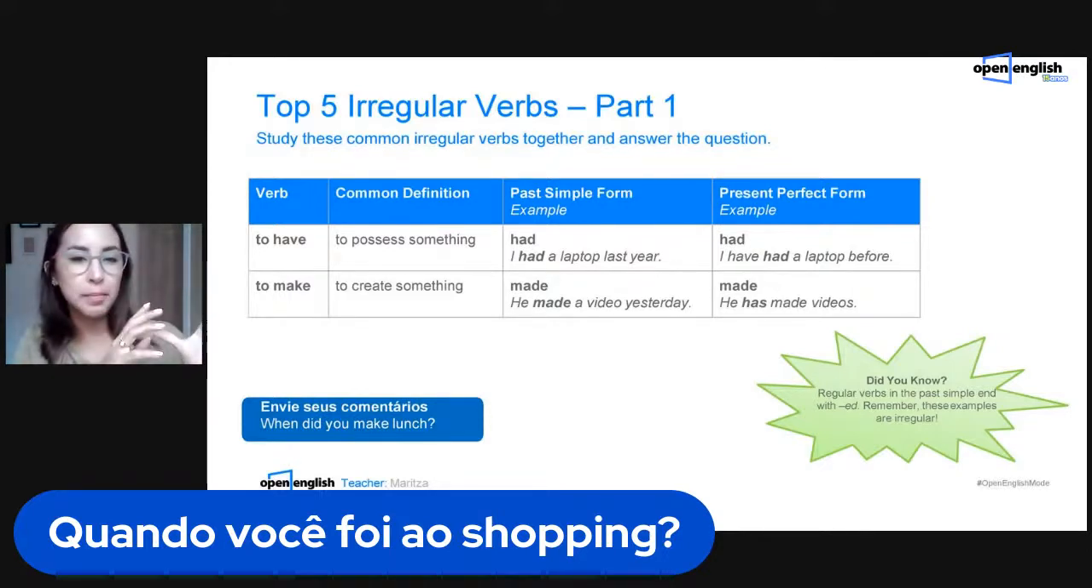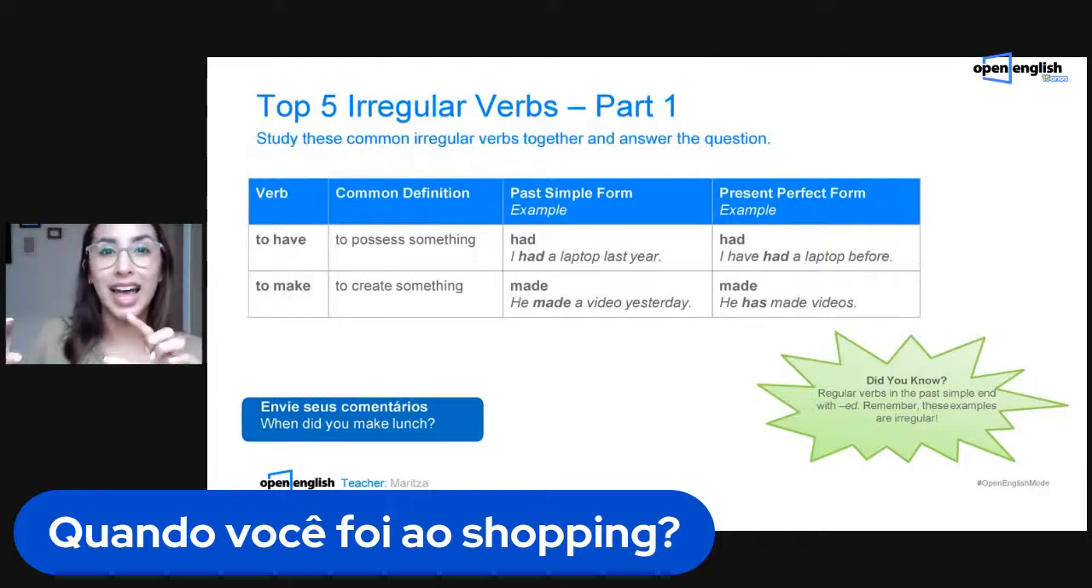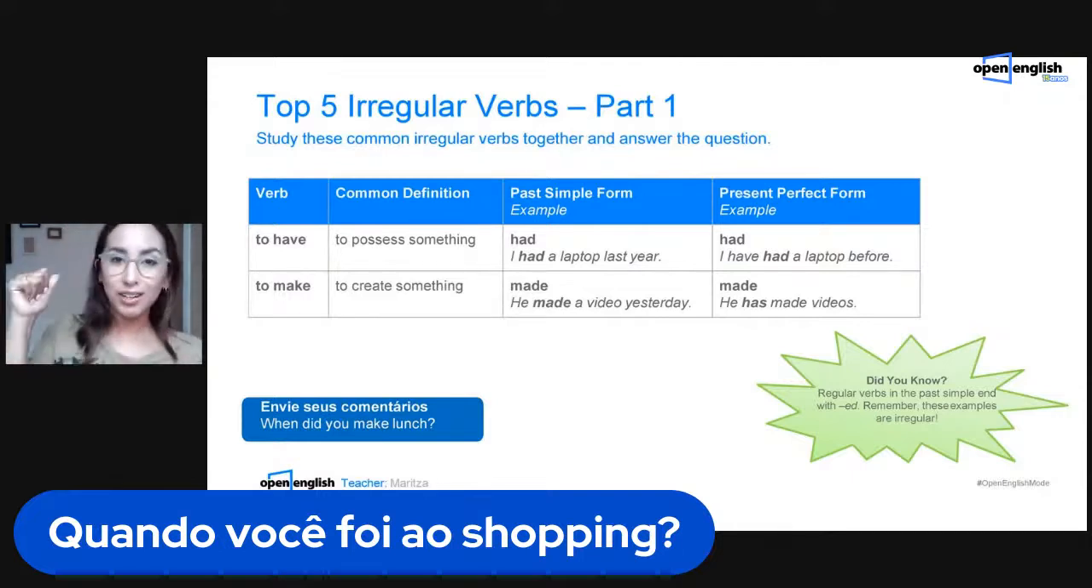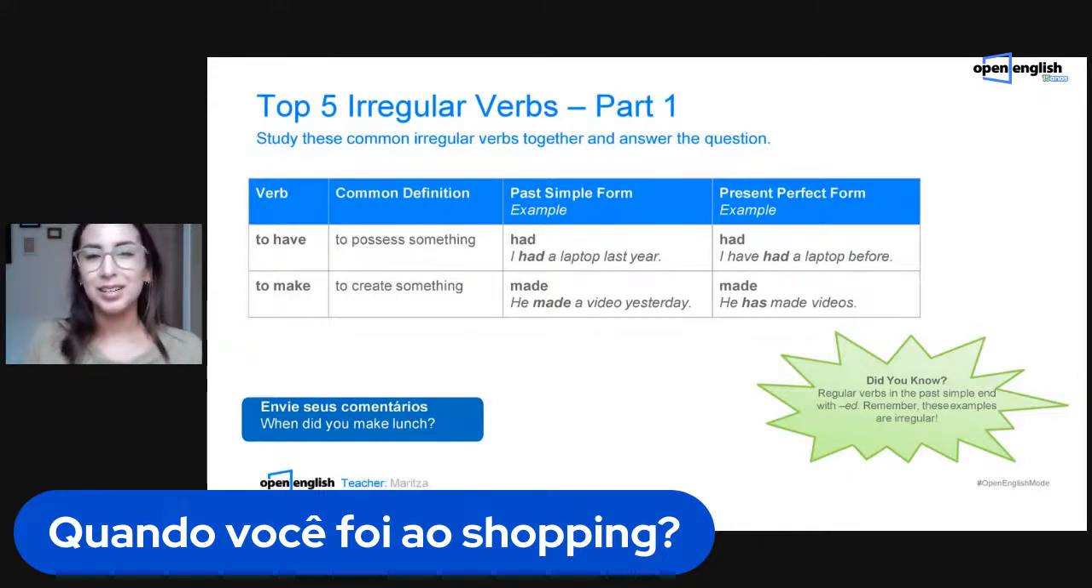This is the past simple because we only say last year, so we know it's the past simple. If we want to talk about the present perfect, we would say, I have had a laptop before. We're not talking about a specific point in time, but we are talking about the past. It's kind of difficult to say, I have had, and it sounds a little strange as well. I have had a laptop before.